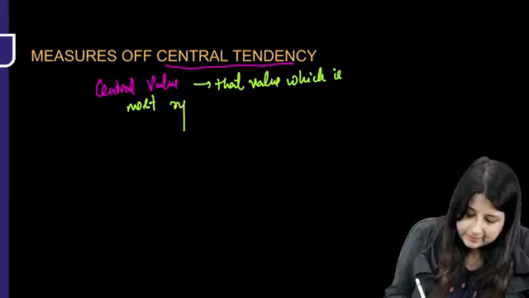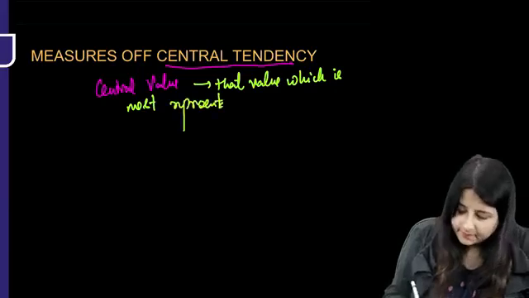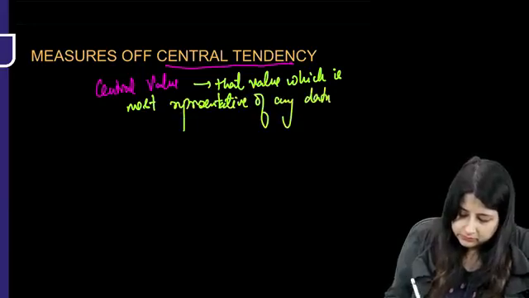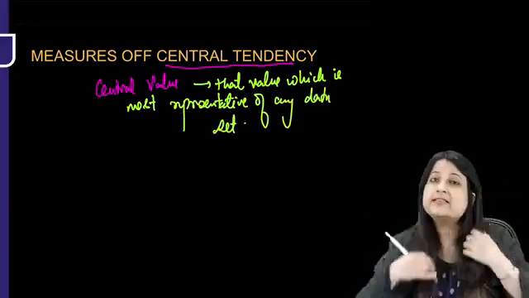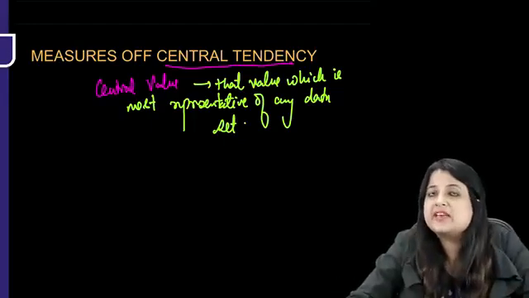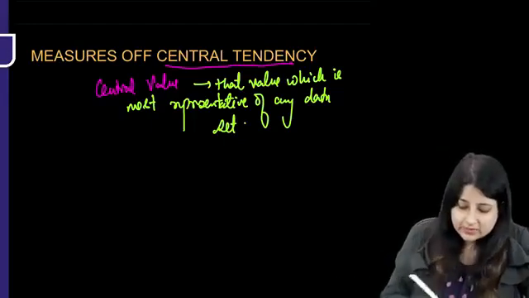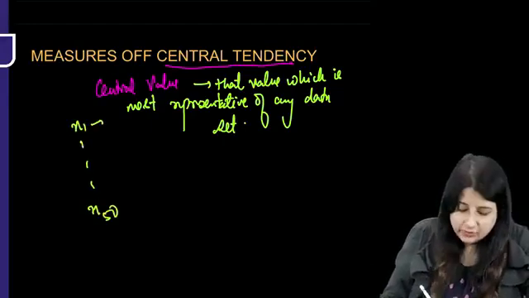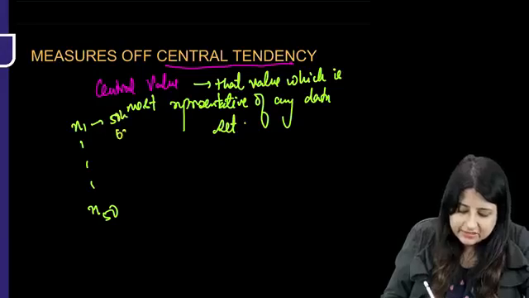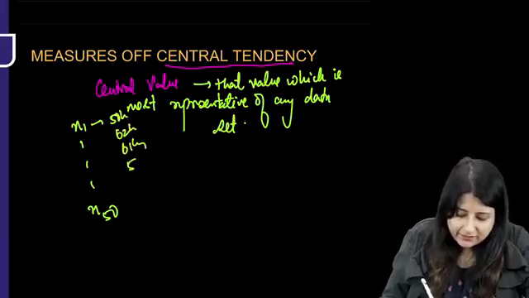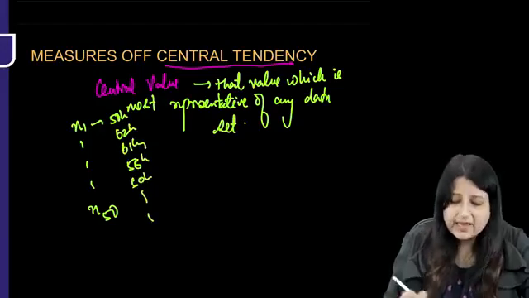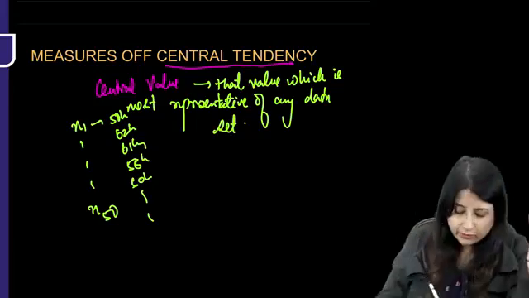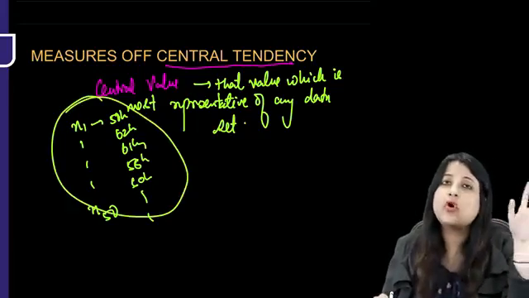Which is that value which is most representative of any data set. Suppose in a class there are 50 students. Everybody has a weight. Somebody has 50 kg, 62 kg, 61 kg, 58 kg, 50 kg again. So everybody has a weight, but there's going to be one value which is going to be the most representative of all these weights.